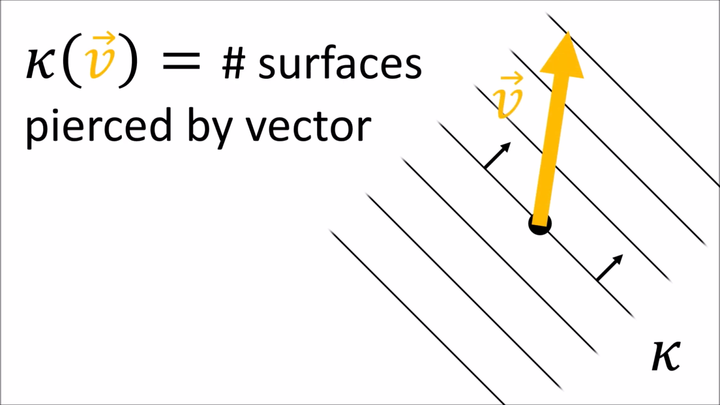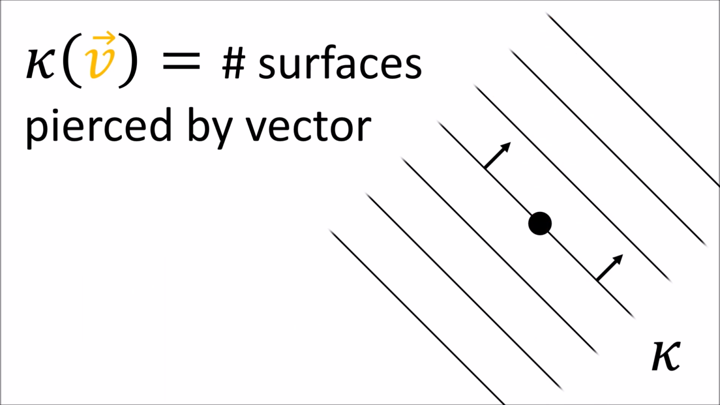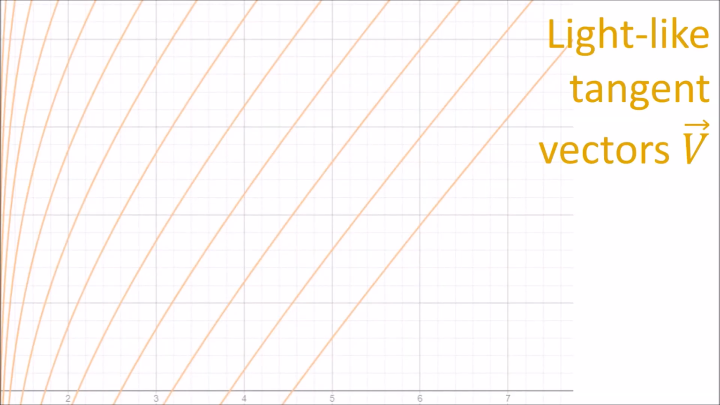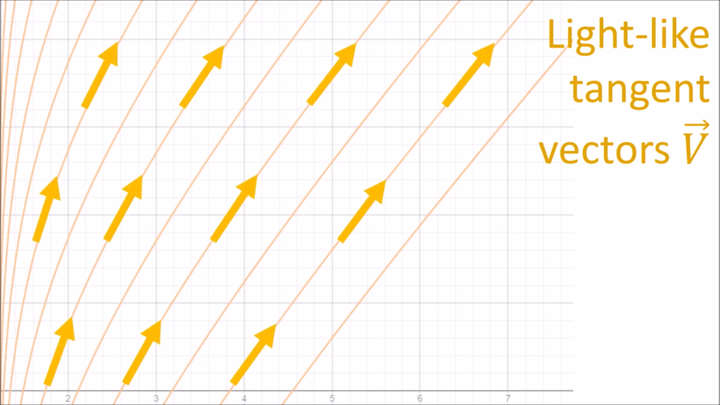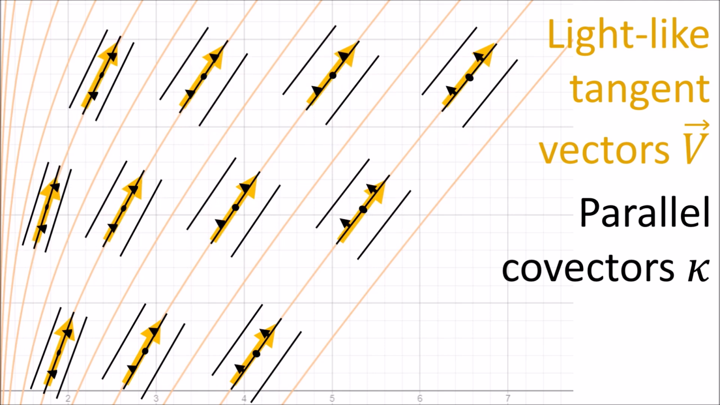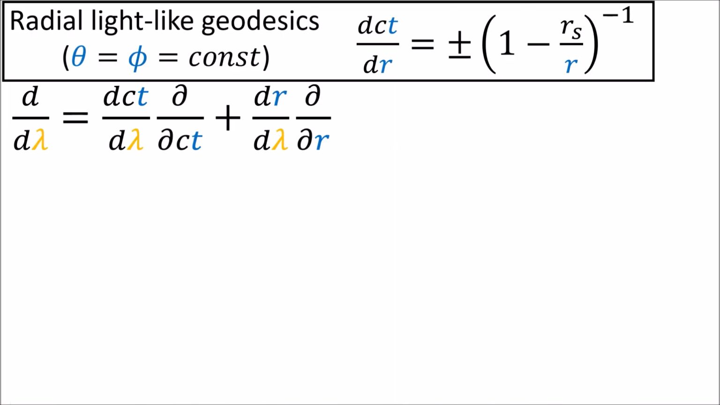Well, remember, when a covector acts on a vector, the output is just the number of stack surfaces that the vector pierces. If a vector is parallel to the stack, the result is 0. So if we can get the tangent vectors for these light-like world lines, we just need to find the covector that's parallel to these tangent vectors, and acts on the tangent vectors to give 0. We can start with a tangent vector d/dλ and expand it using the multivariable chain rule over ct and r. We're ignoring θ and φ since this is a radial light beam.